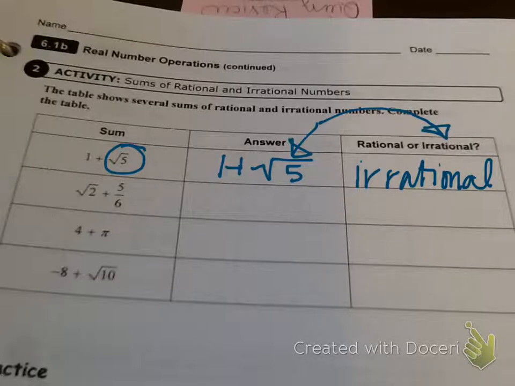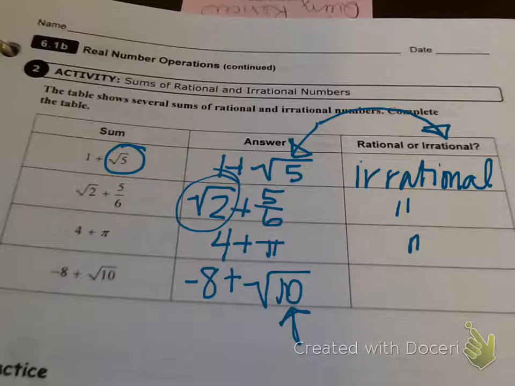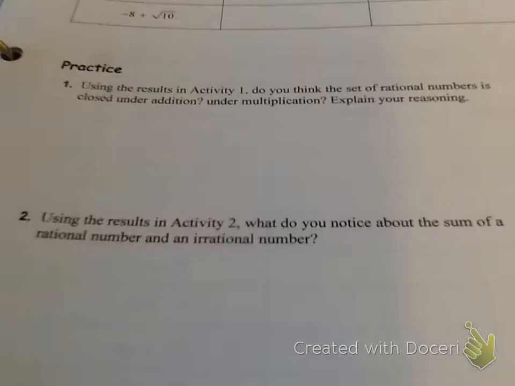So the square root of 2 plus 5/6. There's nothing I can do with that. So once again, I have the square root of 2 plus 5/6. And it's irrational because of my square root. 4 plus pi, irrational because pi is irrational. And negative 8 plus the square root of 10, I can't combine those, and there's no perfect square I can take out of that 10, so it too is irrational. So it looks like when I'm adding a rational number with an irrational number, I'm ending up with all irrational answers.